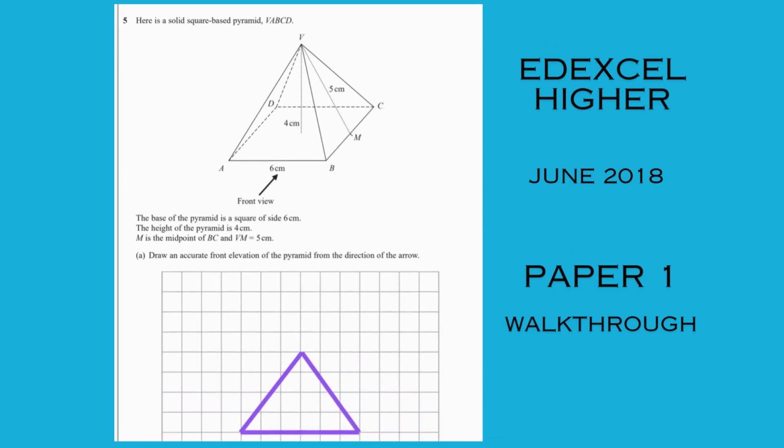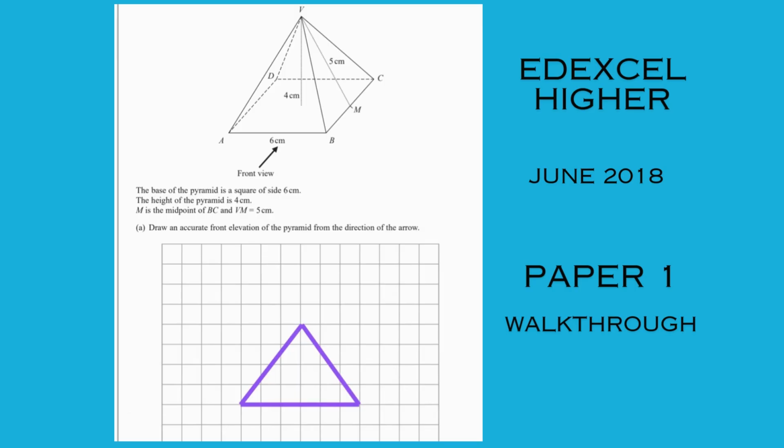Question 5. My usual ace ability with technology means I've done it already because it takes too long. So the key mistake here is when you look at it from the front view, it's not the 5 centimeters you see. The pyramid will look 4 centimeters tall from top to bottom.